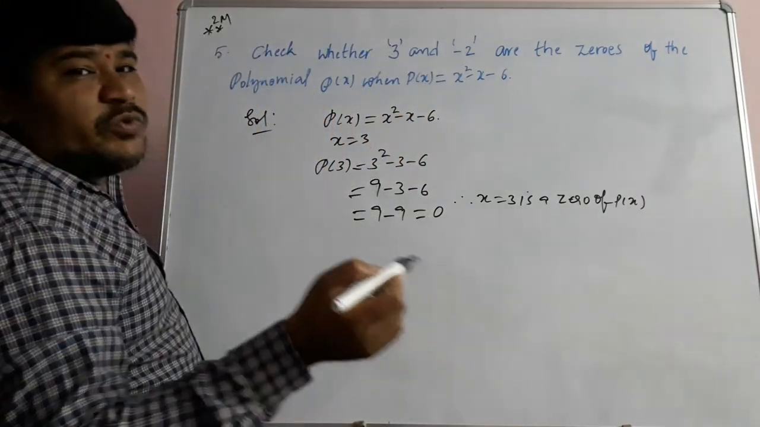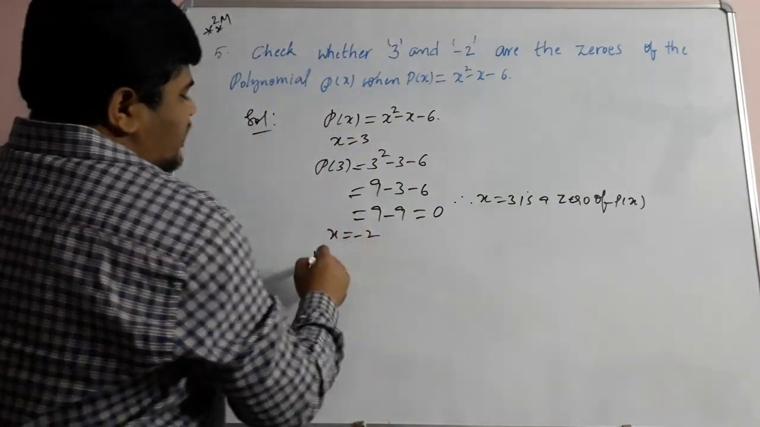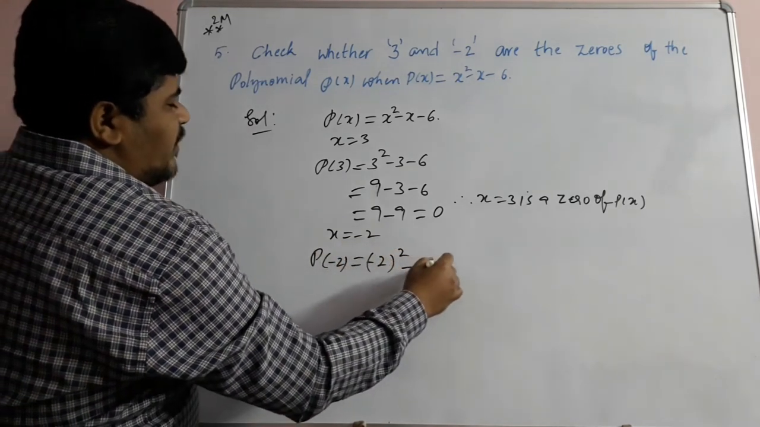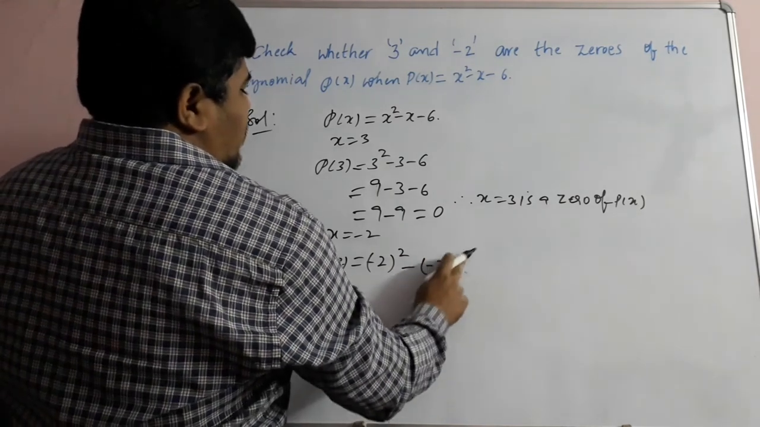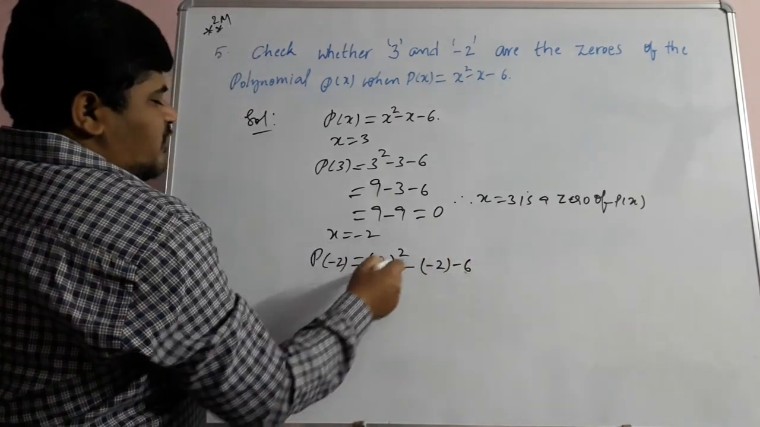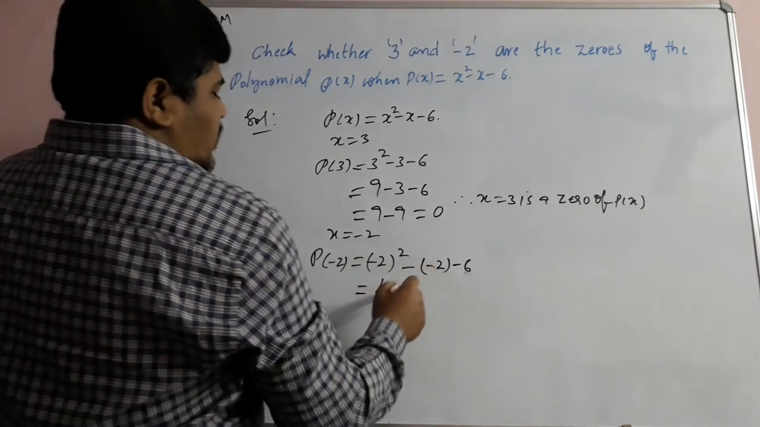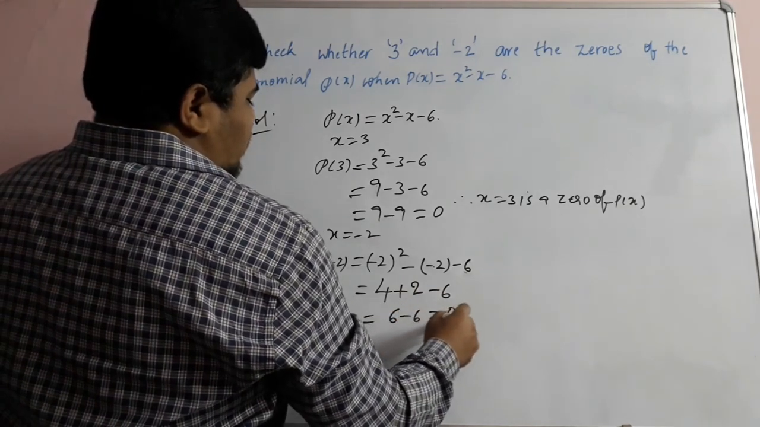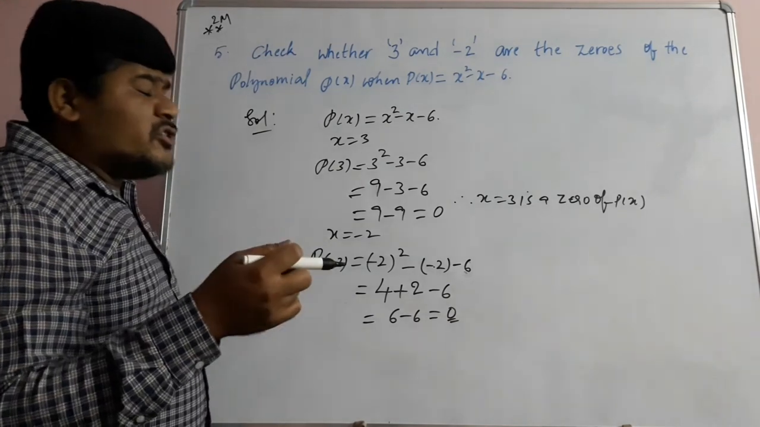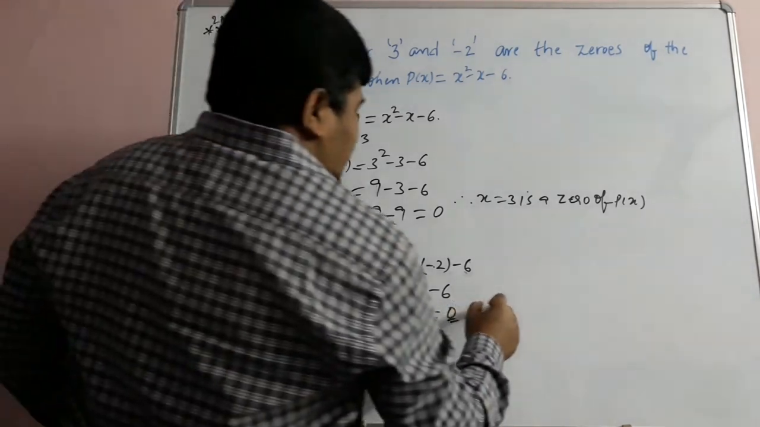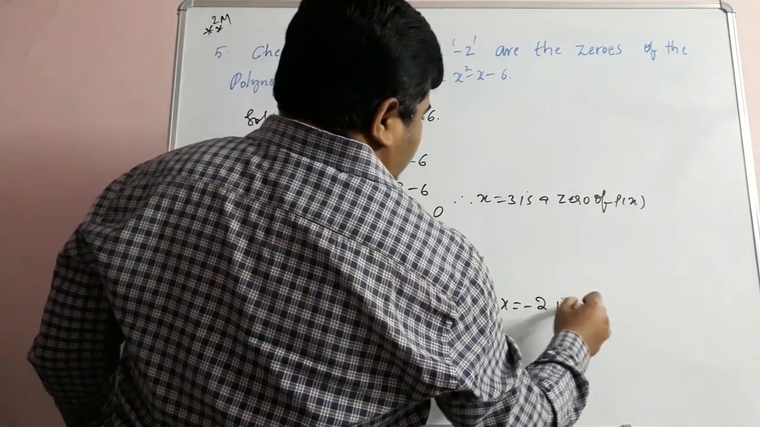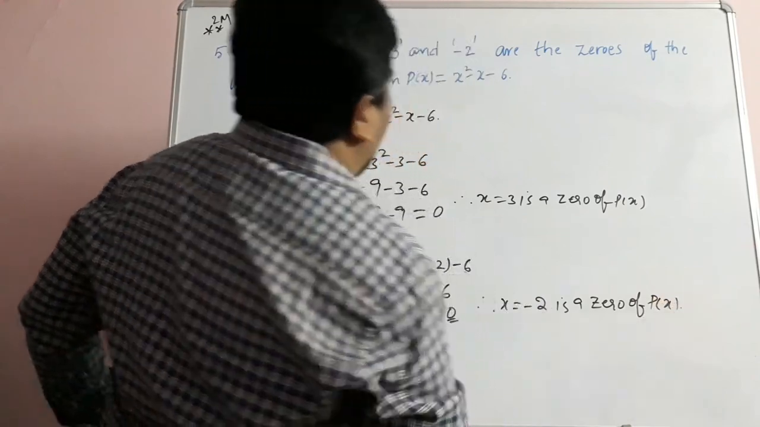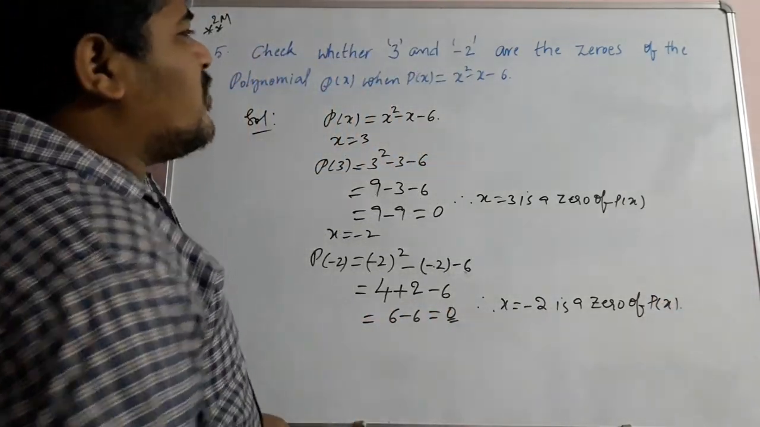Now, check whether minus 2 is a zero or not. So, take x is equal to minus 2 and find P of minus 2, children. Minus 2 square minus of minus 2 minus 6. Minus 2 square, children. Minus 2 into minus 2 is what? Plus 4 only. So, minus into minus is what? Plus. Minus 6. 4 plus 2 is 6. 6 minus 6 is equal to what? 0. So, here x is equal to minus 2 is making this polynomial 0. Therefore, x is equal to minus 2 is a zero of P of x, children. Okay, so this is the way to solve this problem.